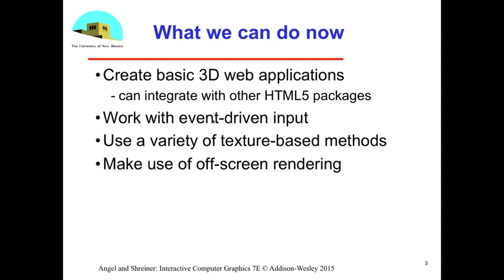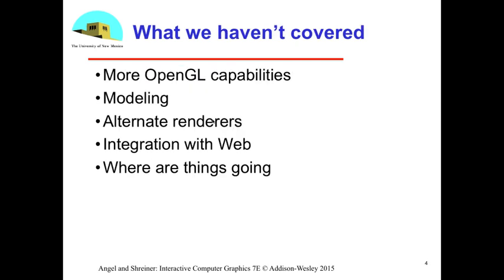What I think is really important, and what we tried to emphasize in this course, is a lot of texture-based methods, because that's really where the action has been occurring in computer graphics. That includes a lot of what we've been doing with off-screen rendering. If you look at some of the things that you could be doing, that's really where a lot of it is. Now, what we haven't done is talk a lot about some other OpenGL capabilities.